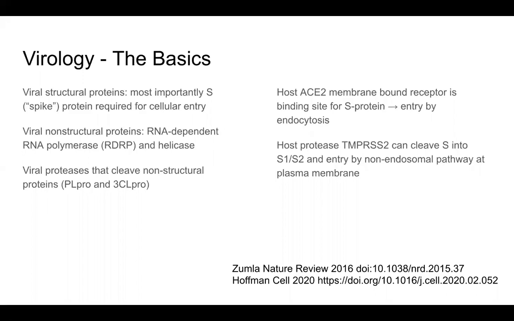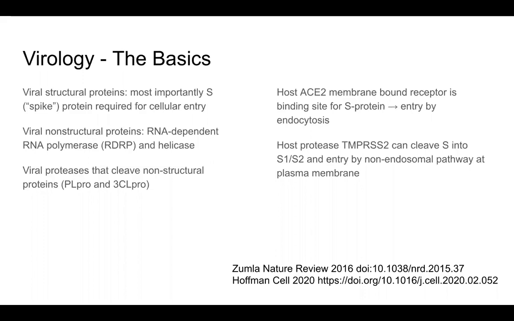On the host side, what we know is the ACE2 membrane-bound receptor is the major receptor used by the virus for entry into the cell. And so the S protein binds to the ACE2 receptor and enters through endocytosis. There's also a second non-endocytosis entry pathway through the plasma membrane. This involves a membrane-bound host protease called TMPRSS2. This cleaves S into subunits and allows for entry at the plasma membrane.